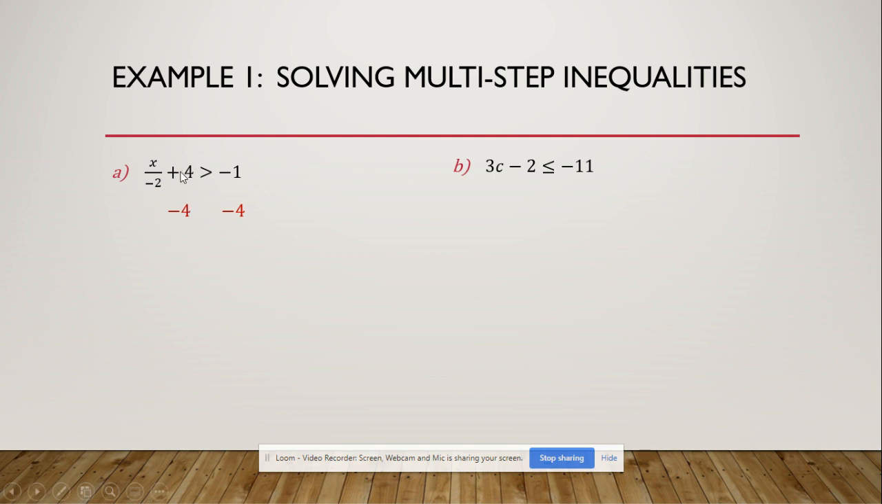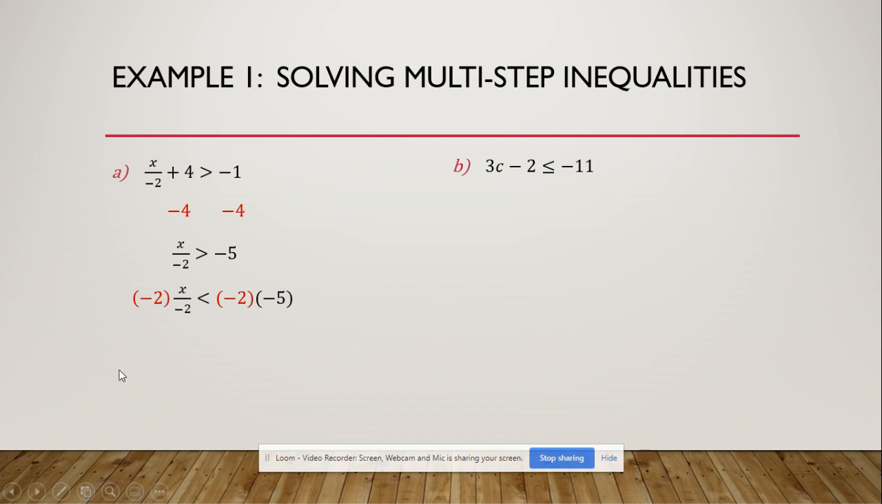Now 4 minus 4 is going to be 0. Negative 1 minus 4 is going to be negative 5. Okay, now we're going to deal with the divided by negative 2. The opposite of dividing by negative 2 will be multiplying by negative 2. Also, notice what just happened. The inequality has switched directions because we are multiplying by a negative 2 on both sides of this.